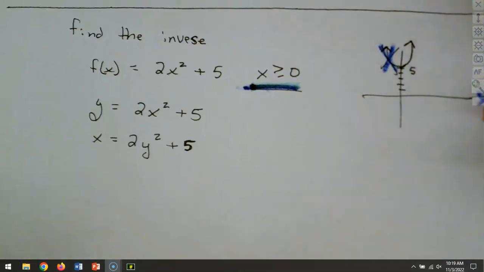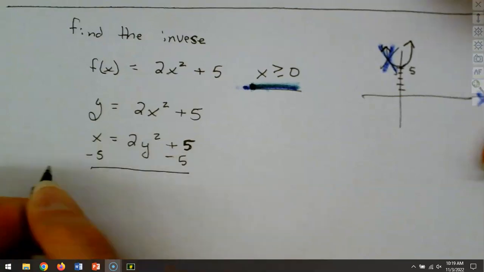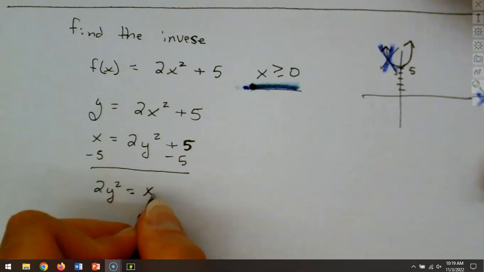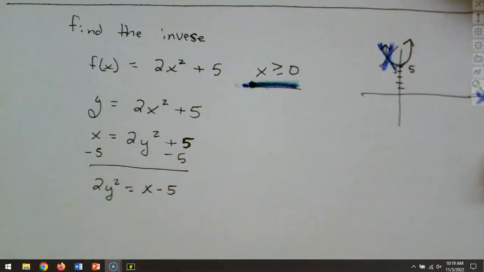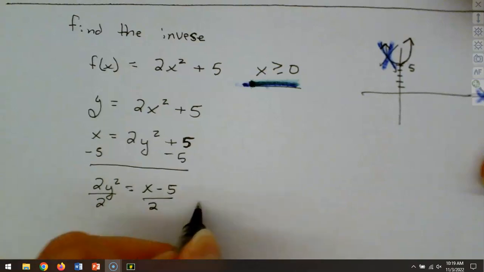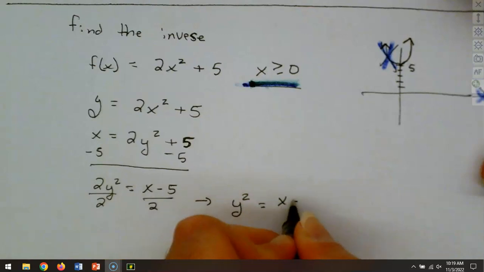And now we can go ahead and solve this. And we get 2y squared equals x minus 5. Okay, we'll divide by our 2 everywhere. Now we've got y squared equals (x minus 5) over 2.